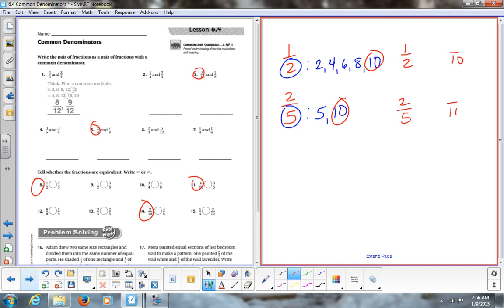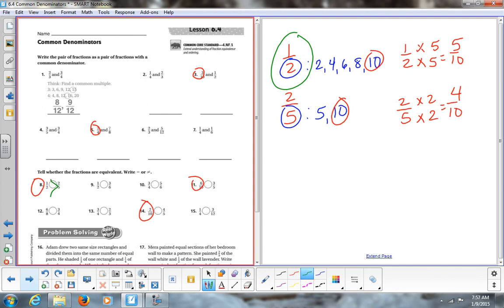And I want to make them to tenths. So I have 10. All right, 2 times what gets me to 10? 5. And what I do to the bottom, I've got to do to the top. So it'll be 5 tenths. Okay. What times 5 gets me to 10? 2. What I do to the bottom, I've got to do to the top. And that would be 4. So 5 tenths and 4 tenths. So which one's bigger? 5 tenths or 4 tenths? 5 tenths is bigger than 4 tenths. So 1/2 is bigger than 2/5.